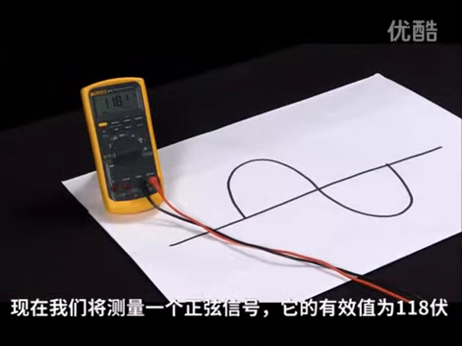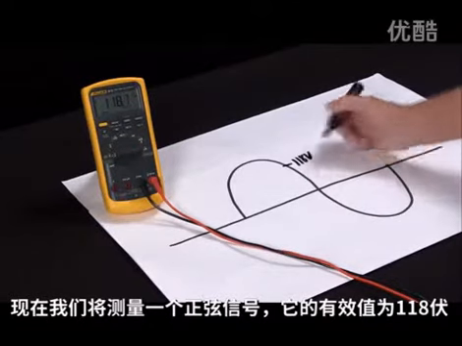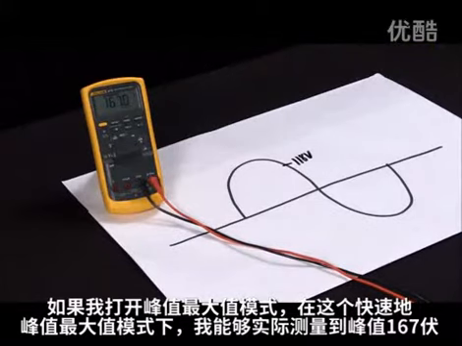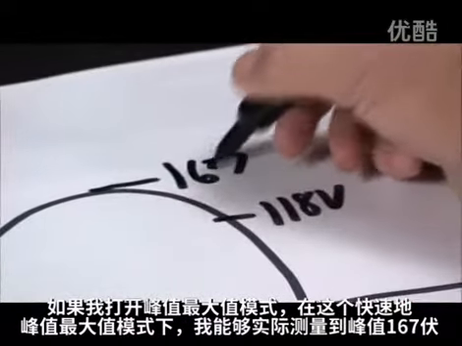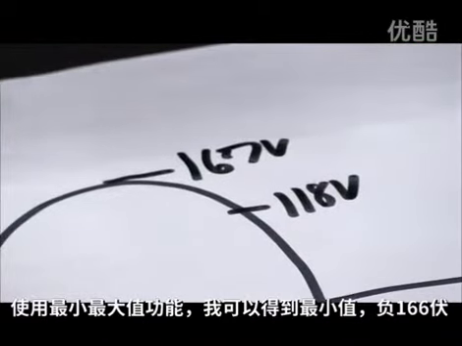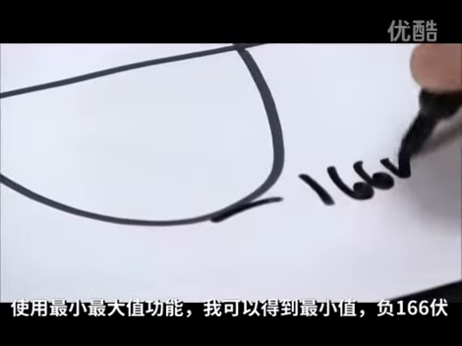Right now, we're looking at 118 volts, which is the RMS value of this sine wave. If I hit the peak min max mode, now with the fast peak mode, I can actually measure the peak at 167 volts. And with min max, I can hit that, and now I get the negative 166 volts.